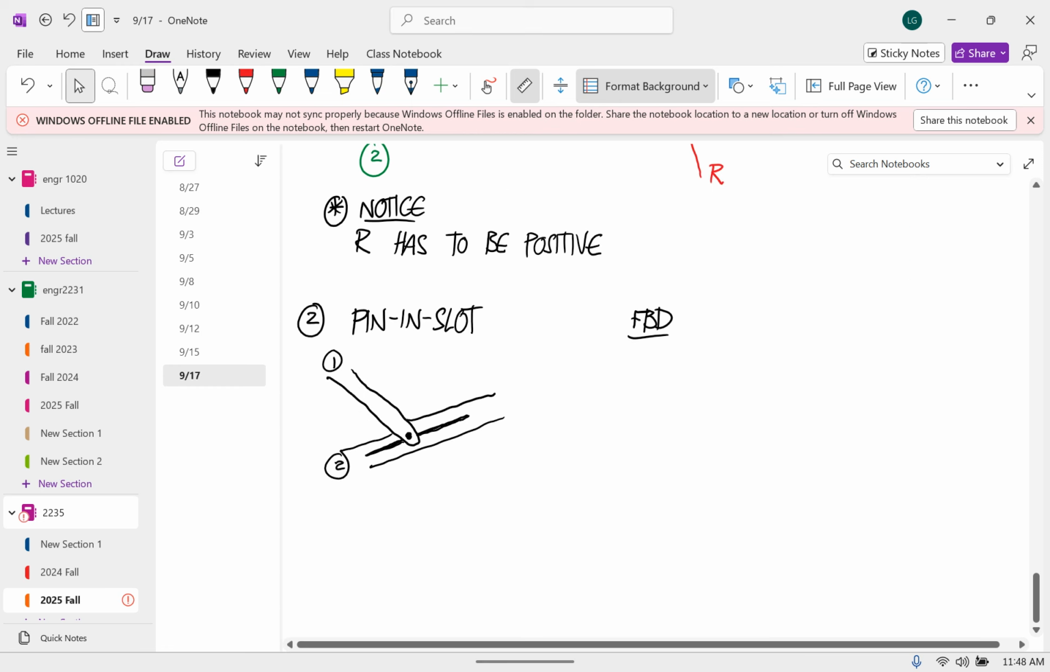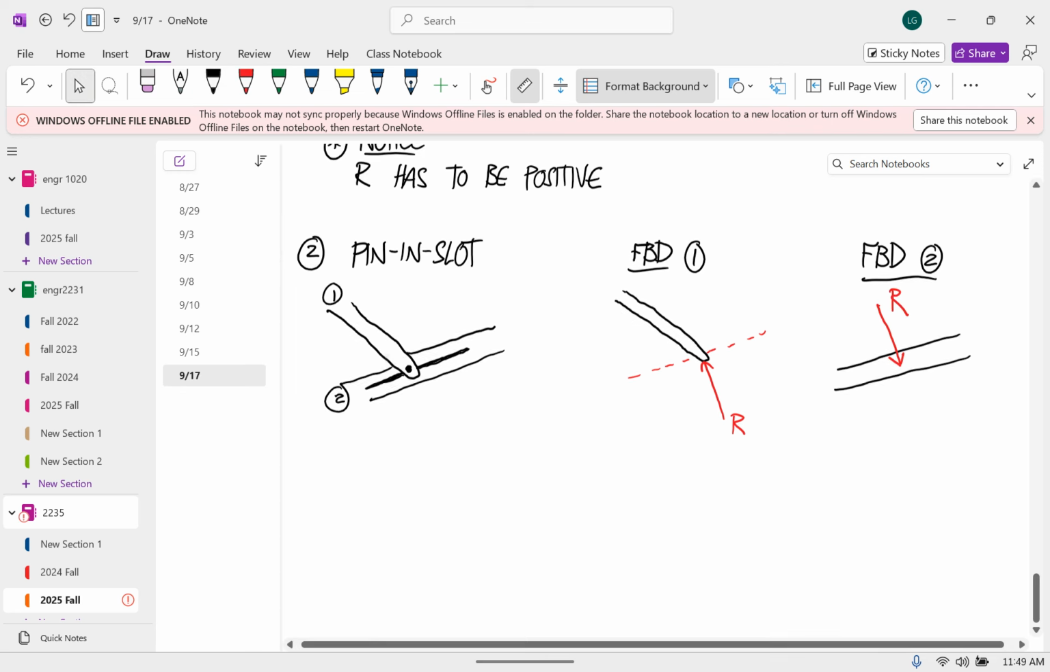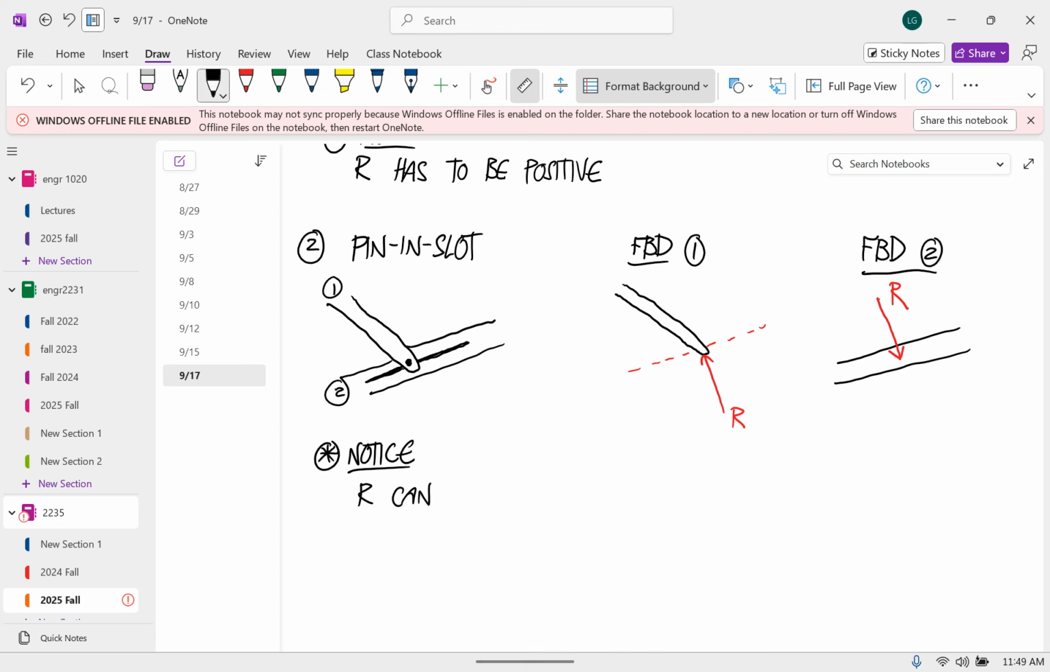Okay, thanks. So free body diagram for body 1. Again, here's the direction of the slot, and that force is going to be perpendicular to it. And a free body diagram of body 2. I know I'm sort of rushing here to get through. We'll talk about this more on Friday. But in a free body diagram of body 2, this force would be equal and opposite, like this. But notice that for a pin and slot joint, R could be positive or negative. Okay. That's it for today, and we'll keep going with this on Friday.